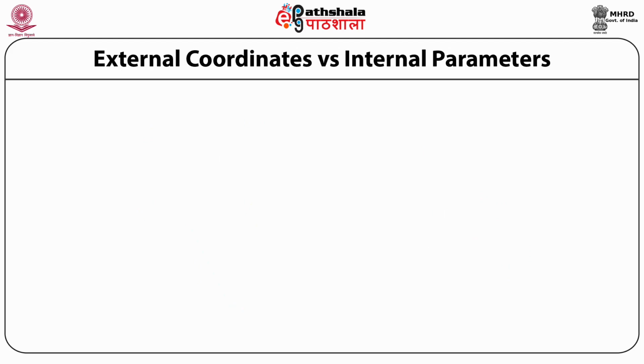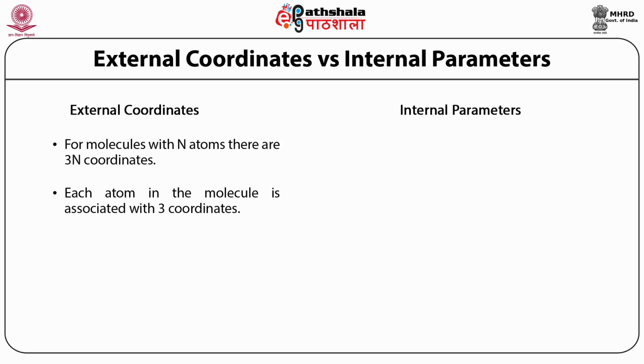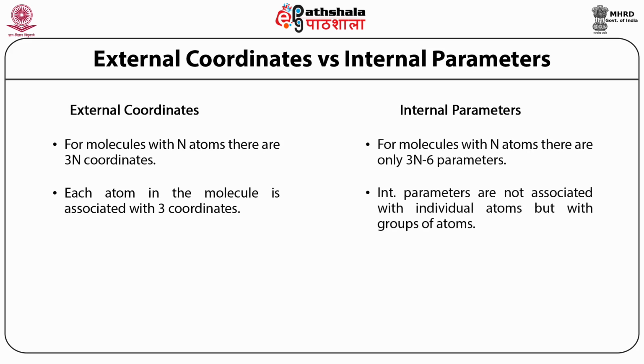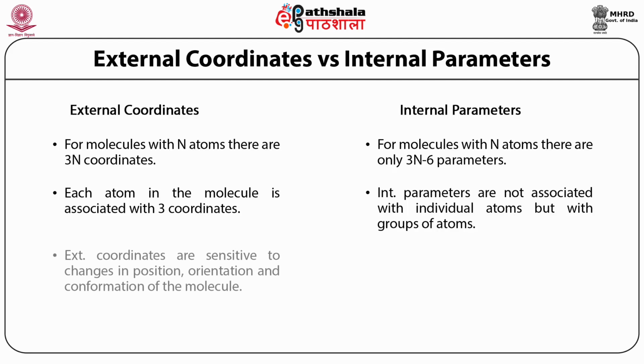So comparing the two things, external coordinates and internal coordinates: external coordinates require 3n parameters, okay? Internal coordinates require just 6 less, 3n minus 6. In case of external coordinates, the coordinates are very sensitive to any change in the position of the molecule. If I take the molecule here, move it over here, without changing its conformation, in that case also the external coordinates will change. This may be good sometimes and it may not be good sometimes.